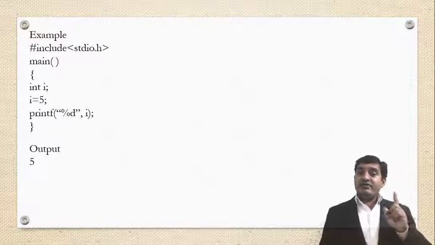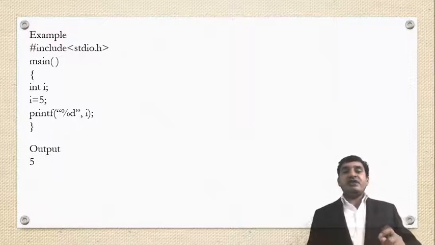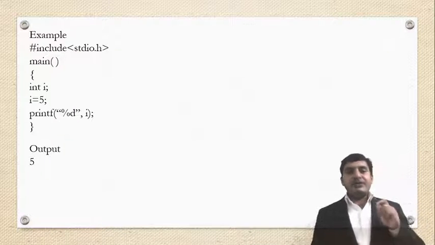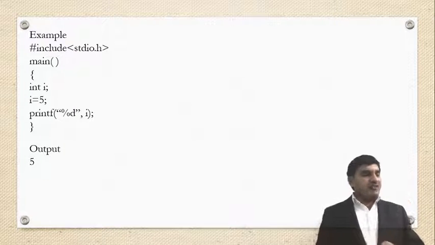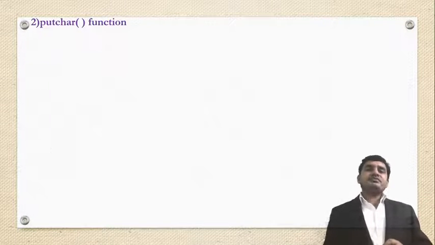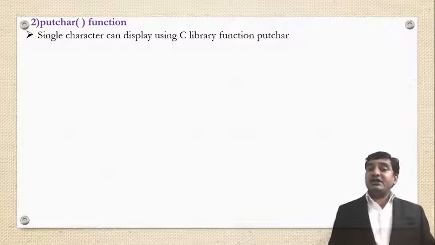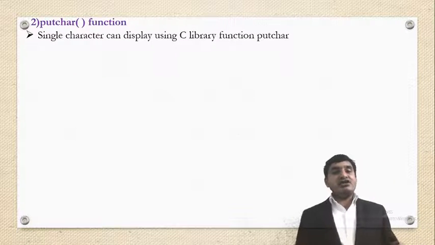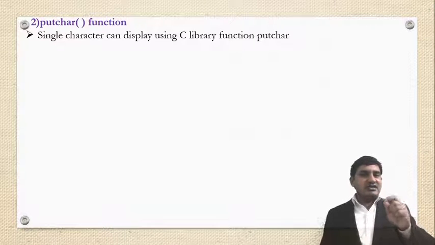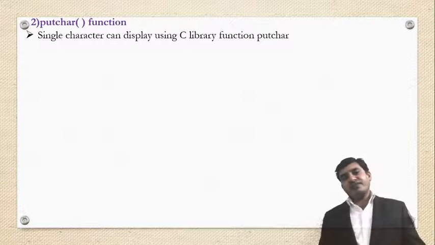Okay, 5 is an integer, and this 5 is displayed on a screen by using an output function, that is printf. Now the putchar function: a single character can be displayed using the C library function putchar. putchar is used to display a single character.